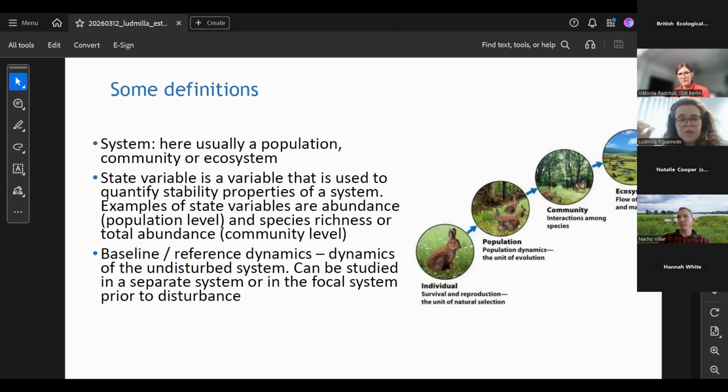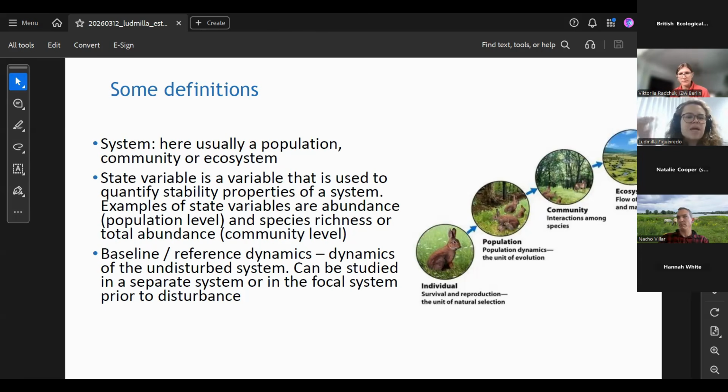A state variable is something that we need to calculate stability, the variable that somehow reflects the stability of a system. It could be the abundance of a population, it can be the species richness of a community, it can be the stress hormone level of an individual. So you can imagine that as those change over time, they reflect somehow the state of your system.